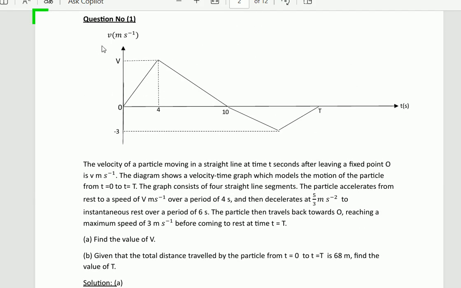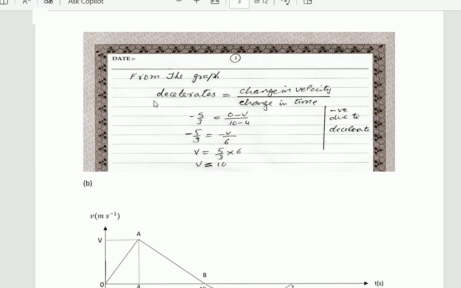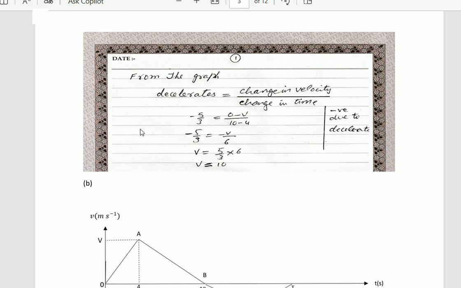This is the deceleration from 4 to 10, so the time is 10 minus 4. After simplification, we get v equal to 10. So the velocity is equal to 10 meters per second.